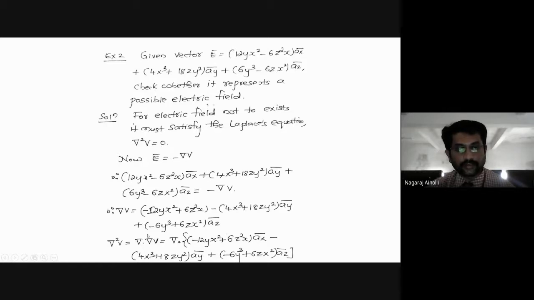Therefore, del square V will be del dot del V. We know this identity, del square V is del dot del V. That is del dot of del V is whatever equation we have written just now, that is minus 12yx square plus 6z square x ax bar minus of 4x cube plus 18zy square. I have still not taken this inside. We can take it inside anytime we want. Then plus minus 6y cube plus 6zx square az bar. Okay, this is del square V, that is del dot del V. Take down this step, students.